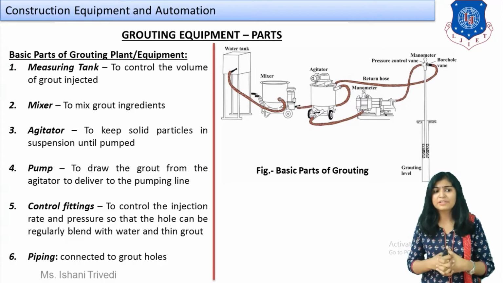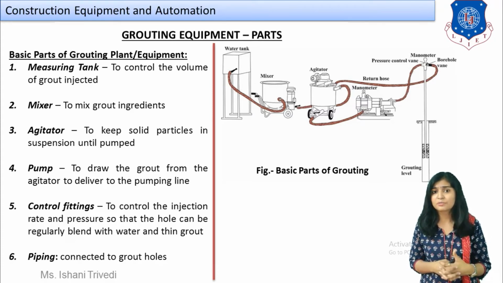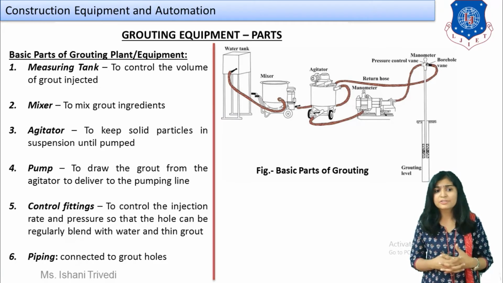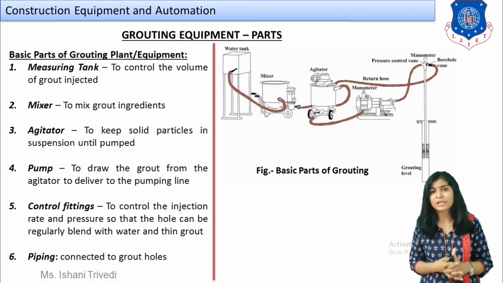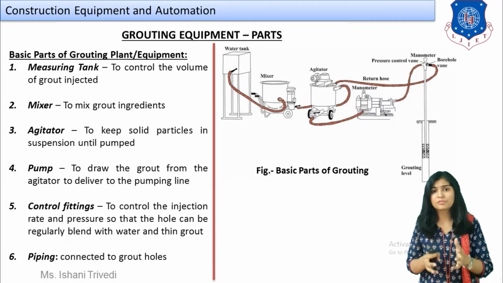The first which we have is the measuring tank. In the diagram it is written as water tank. Either way, it is your measuring tank or water tank. It is used to control the volume of grout injected. The amount of grout which has to be injected, you cannot just haphazardly keep putting in, so that it overflows at some point. That cannot be done. You have to monitor the flow and the volume of the grout which you are injecting. That will be done with the help of the measuring tank, where the necessary amount of grout will be released.